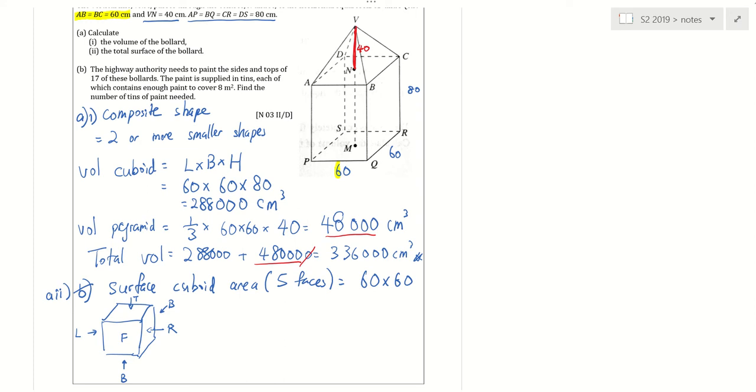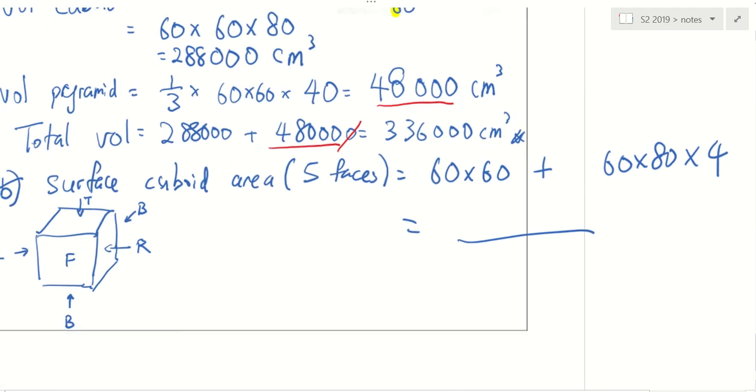What about the left, right, front and back? Is it all the same area? Let's try. Front is 60 times 80. Is it the same at the right, at the back, at the left? All the same, right? So I can have 60 times 80. But how many of them? 4. So I times 4. Are you all okay with the first part of the working?